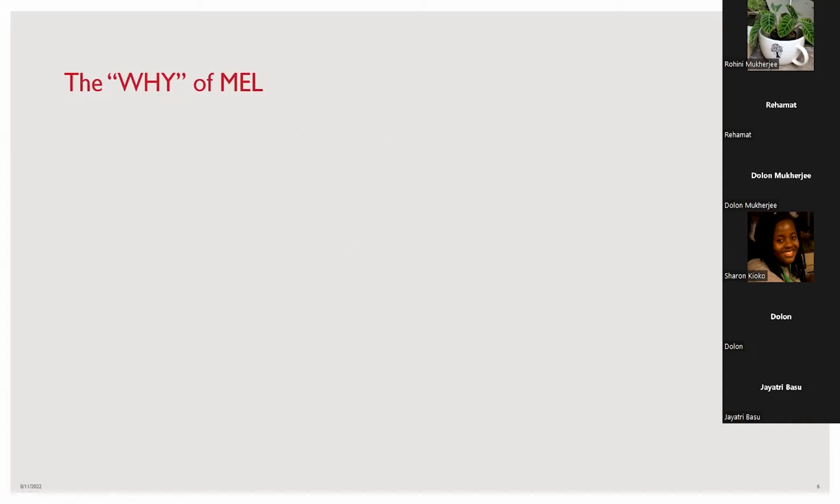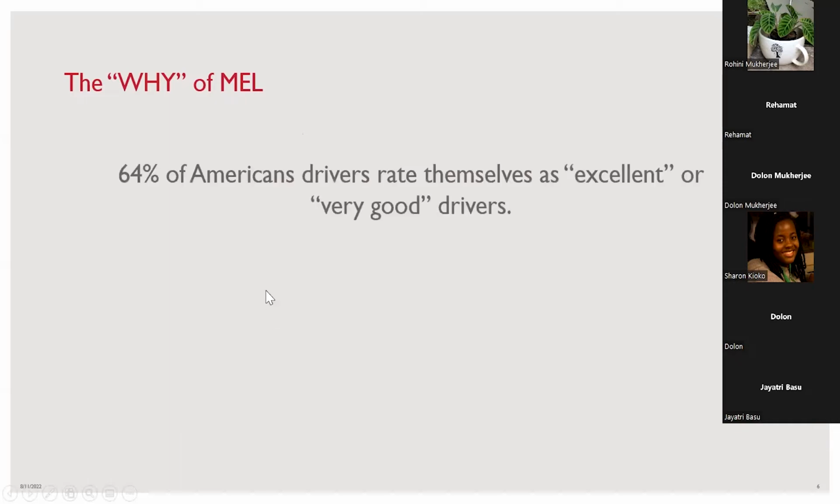There's a study that was conducted a few years ago in the US where American drivers were asked to rate themselves. How good of drivers are they? And 64% of American drivers rated themselves as excellent or very good drivers. At the same time, they were asked to rate their friends and their driving abilities. And only 29% said that their friends are excellent or very good drivers.